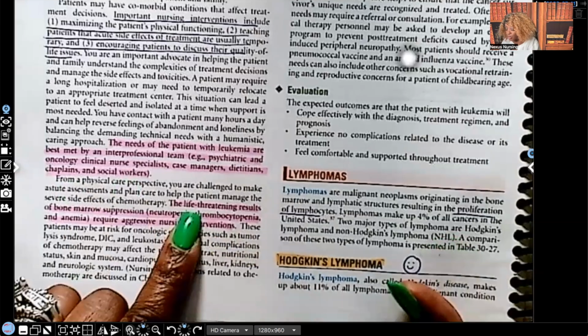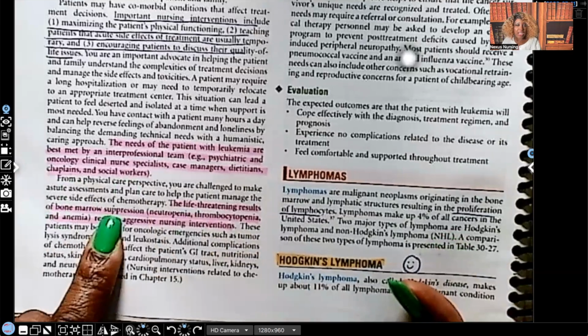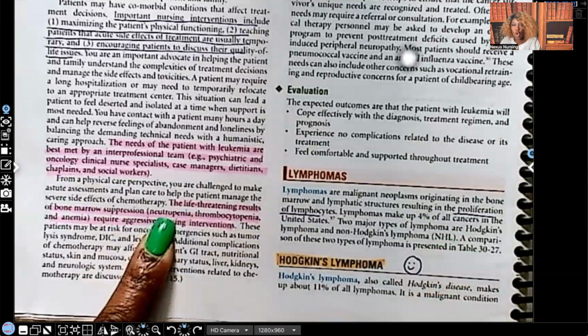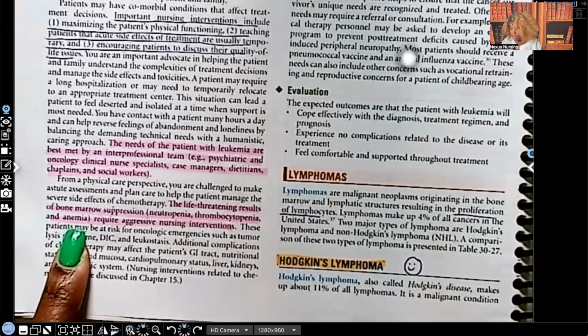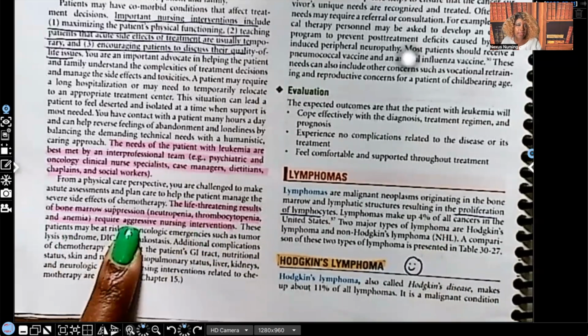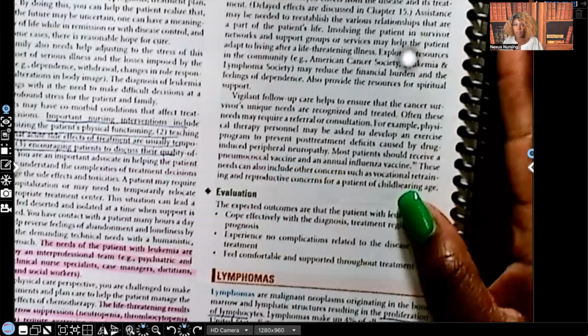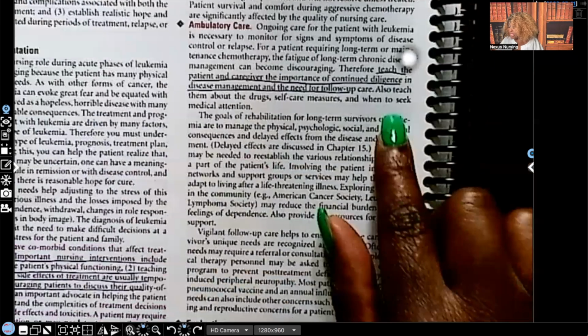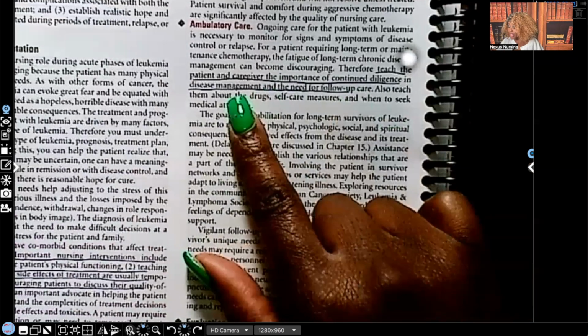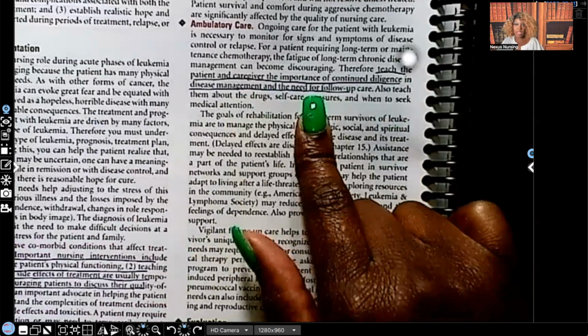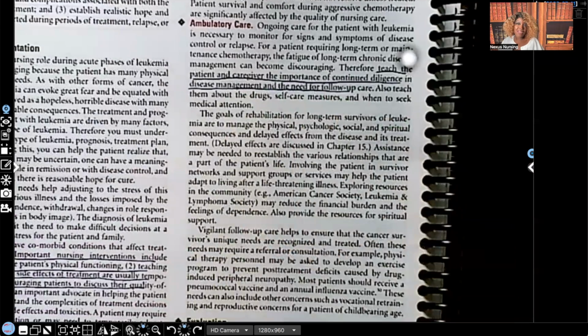The life-threatening results of bone marrow suppression. Again, how many times have we seen this, guys? Neutropenia, thrombocytopenia, and anemia require aggressive nursing interventions. Teach the patient and caregiver about the importance of continued diligence in disease management and the need for follow-up care. And guys, that's your leukemia in a nutshell. Much easier than you thought, right?